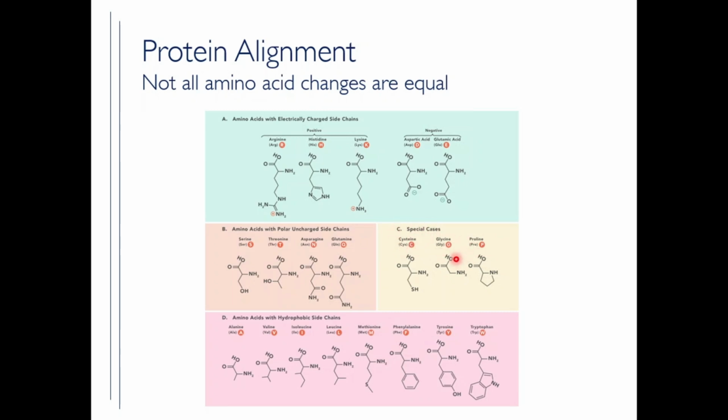Special cases are here for various reasons. I'm not going to talk too much about them. One that comes up, however, is cysteine, which is important because of the thiol group down here, which allows formation of a disulfide bond with another cysteine residue if they are close enough together.